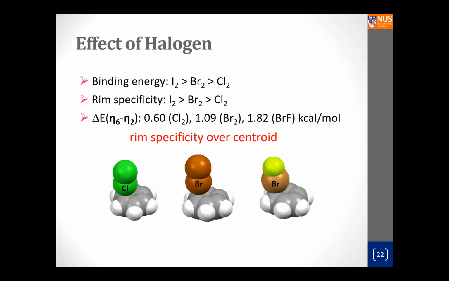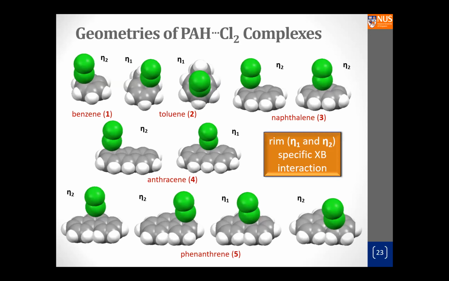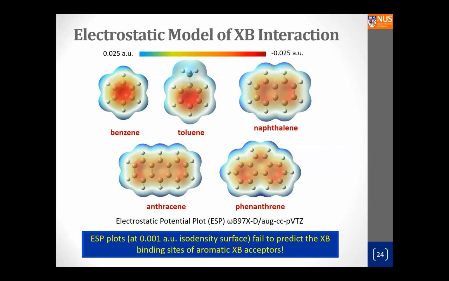The more interesting point is that in the case of benzene, the difference between the rim and the centroid is not very large, 0.6 kcal. But when you change to other types of halogen, this rim specificity increases from 0.6 to 1.09 for BrCl and 1.82 for BrF. That means with iodine, there's no way we interact with the center of the ring, so it will be at a specific site. This is the Van der Waals space filling model to show where the interaction is. In all cases, it happens at the rim, not at the centroid.